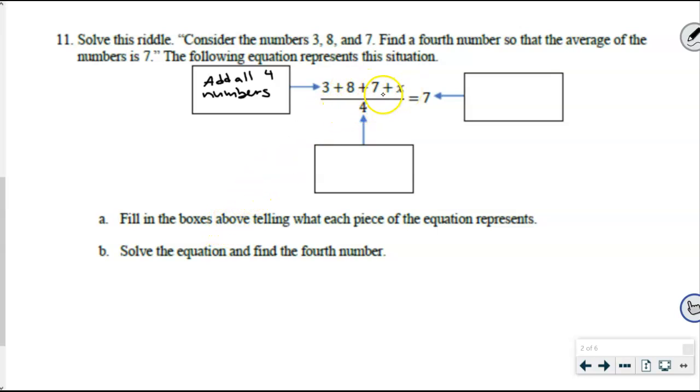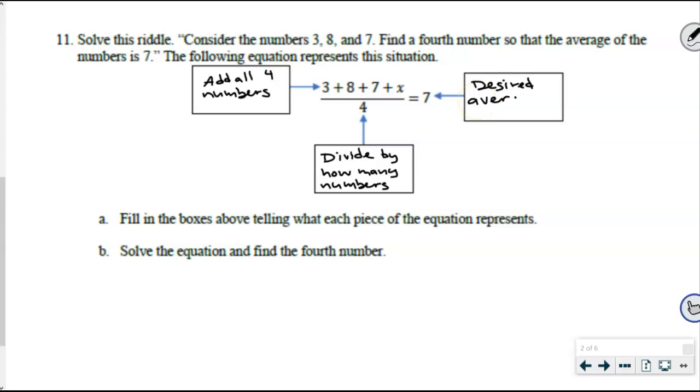Which means we added up 4 numbers. So to find the average, we need to divide by the number 4. And we want that average to be 7. This is the desired average, the one that we're shooting for.